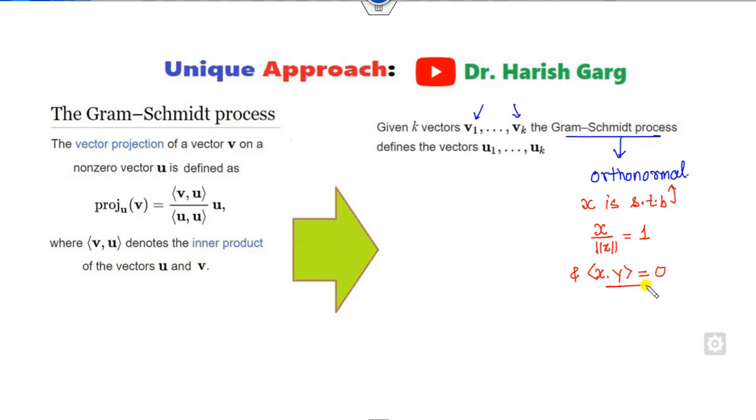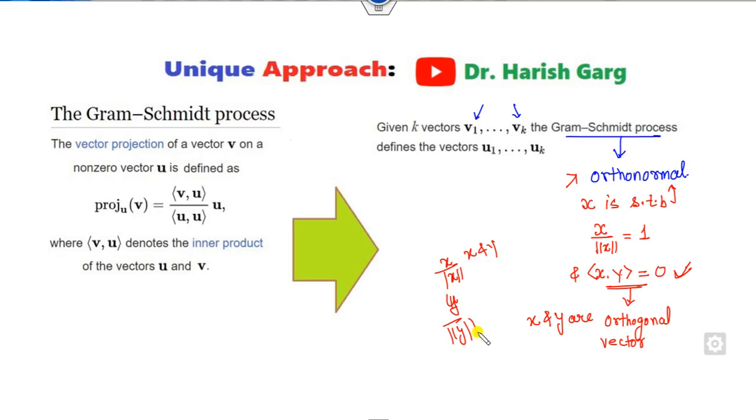If only this property is satisfied, then we call them orthogonal vectors. So x and y are said to be orthogonal vectors if this property holds. X and y are said to be orthonormal vectors if this property holds, that is, the norm of x is 1 and the norm of y is 1. Both should be 1, then we can say it is an orthonormal vector.